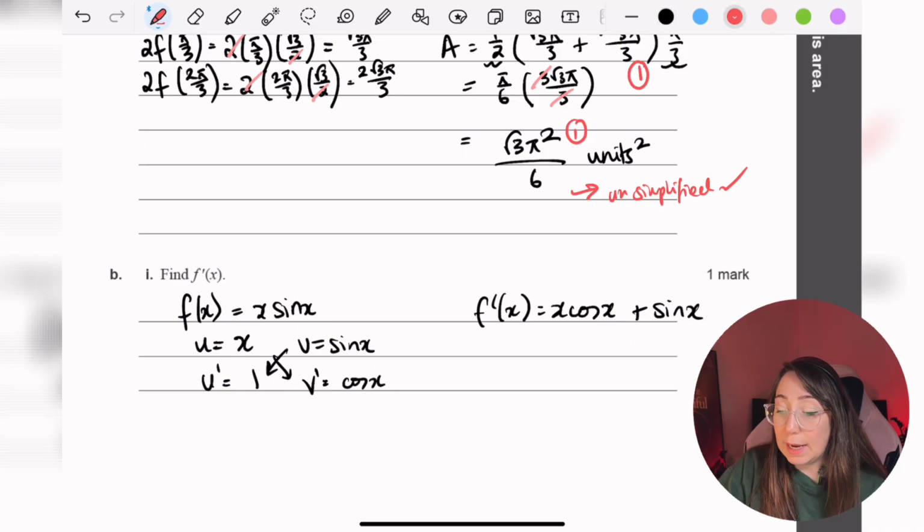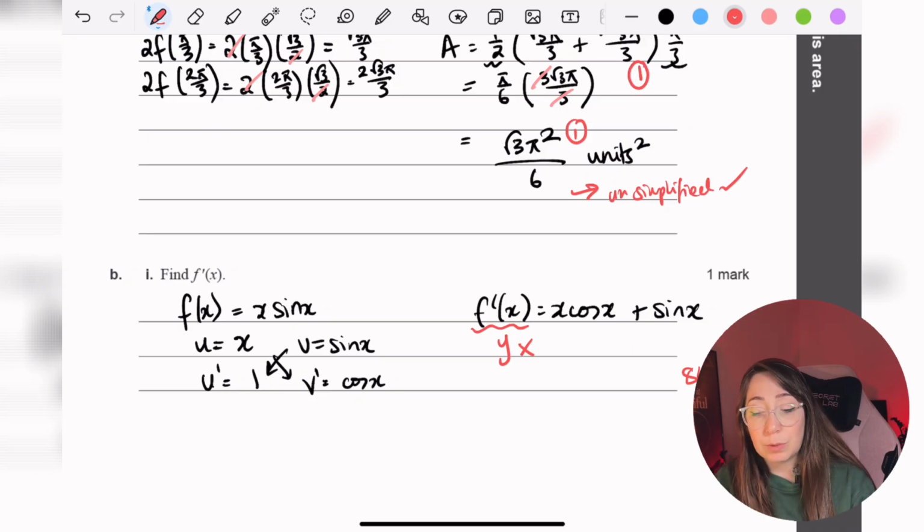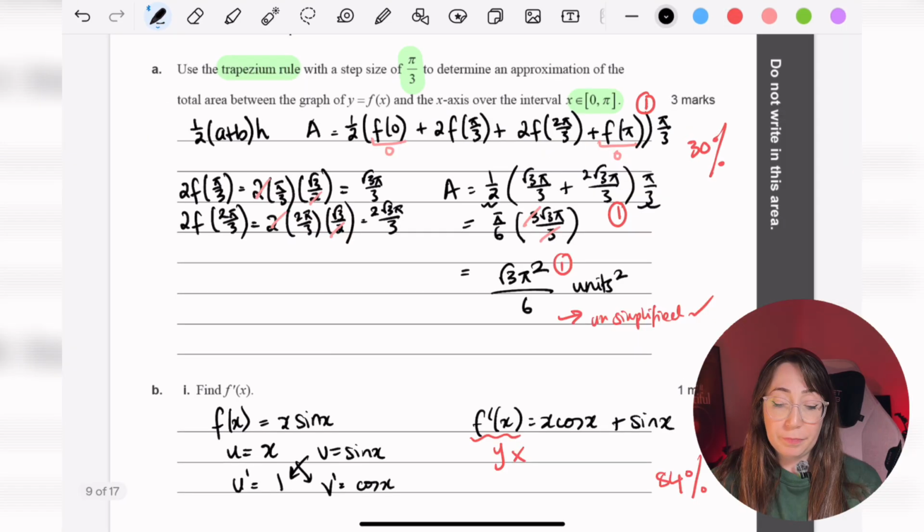That's part B, and 84% of students were able to get that correct. One thing the examiners noted, that the f dash of x had to either be there, or if you wrote y, you would not get the mark. So you just have to be really careful with that notation. So you should write f dash of x equals this, not y equals.